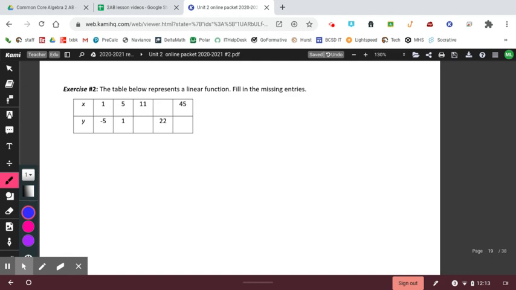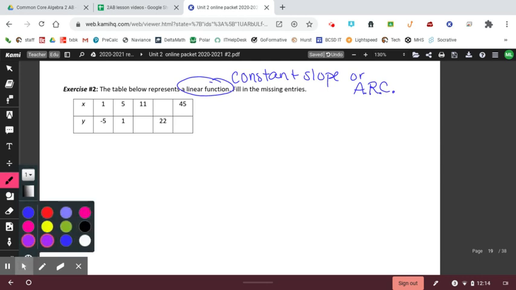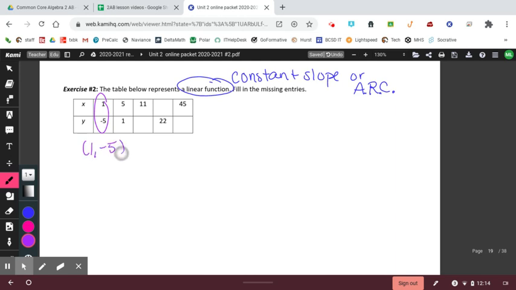All right, so here it says the table below represents a linear function. If it's linear, then it has a constant slope or average rate of change. Fill in the missing entries. So if this is linear, we can find an equation for it, right? We've got 2 points here. We've got this point, which is 1 comma negative 5, and we have this point, which is 5, 1. We can write an equation that has those 2 points on there.